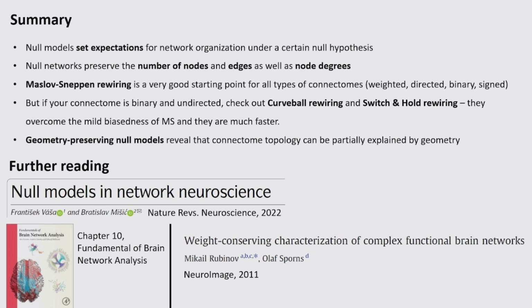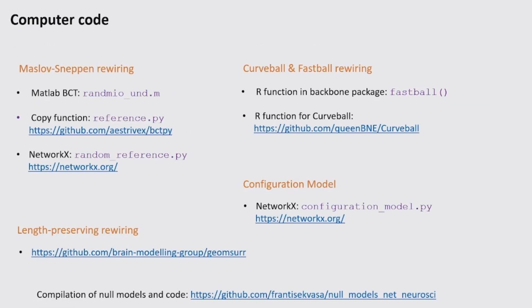I also like a paper on weighted randomization by Micah and Olaf. It's quite an old paper, but very relevant. It's a NeuroImage paper. So to wrap up, as I promised, this is the code if you're wanting to implement these rewiring algorithms in your own work. Maslov-Sneppen is available in BCT, both the Python and MATLAB versions. It's also in NetworkX. Curveball and Fastball are relatively new. There are implementations that are available. I haven't actually tried these myself, so I can't give you any further details.